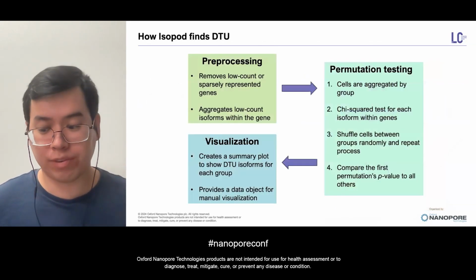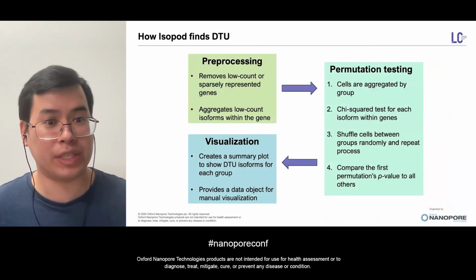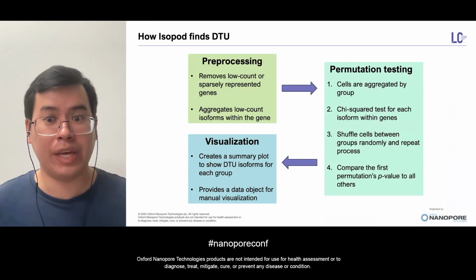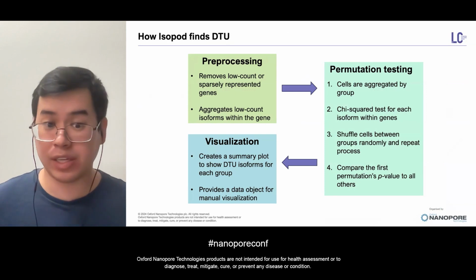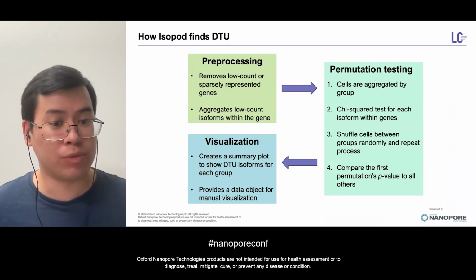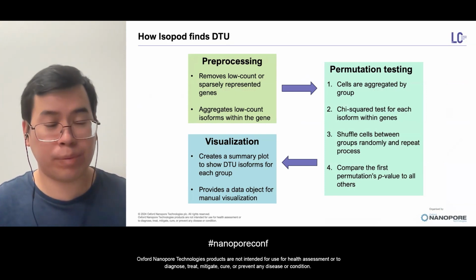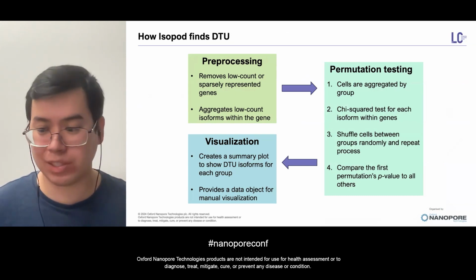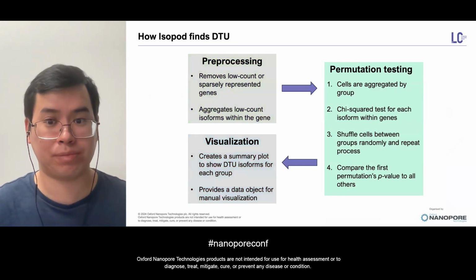Isopod consists of 3 main parts: a pre-processing step that removes noise from the dataset, a permutation testing step that I'll get into in the next slide, and a visualization step. For the purpose of this presentation, I will only be talking about the permutation testing step here because that's sort of the meat of what we care about.